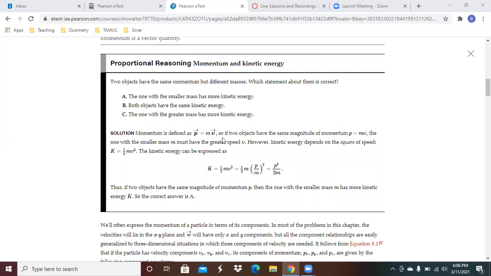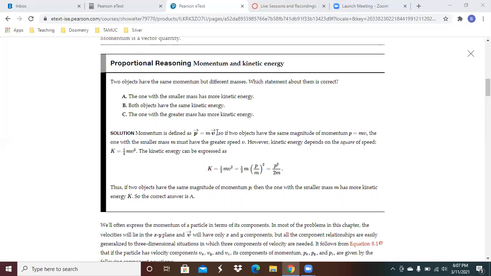So let's take a look at an example here. If you've got two objects that have the same momentum but different masses, which statement about them is going to be correct? A: the one with the smaller mass has more kinetic energy. B: both objects have the same kinetic energy. C: the one with a greater mass has more kinetic energy. So let's take a look at this.